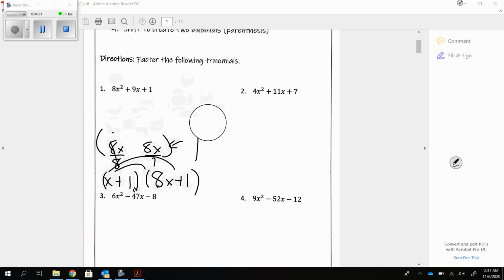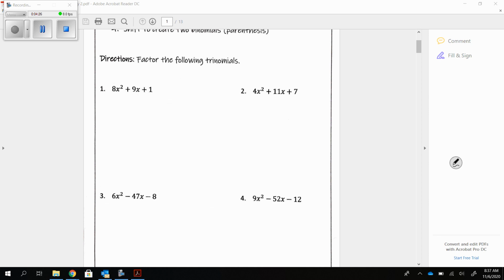We'll do one more together, and then you can complete the worksheet. All right, we look at number 2, 4x squared plus 11x plus 7. First step, A, B, C. Now, the first thing I like to do is figure out what is B. So B is equal to 11, and then A times C is equal to 28.